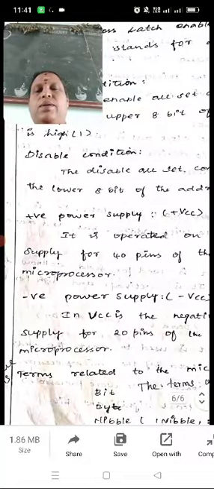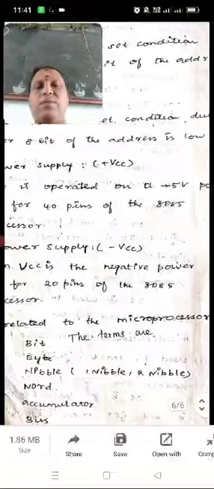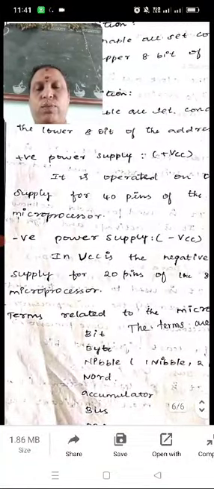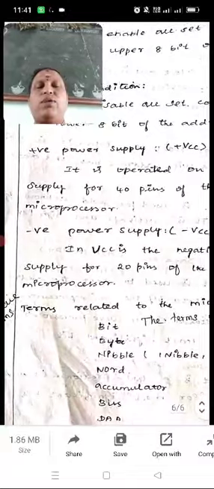Plus VCC is the power supply. It operates on a 5 volt power supply at pin 40 of the 8085 microprocessor. Negative power supply, minus VCC. Minus VCC is the negative power supply at pin 20 of the 8085 microprocessor.